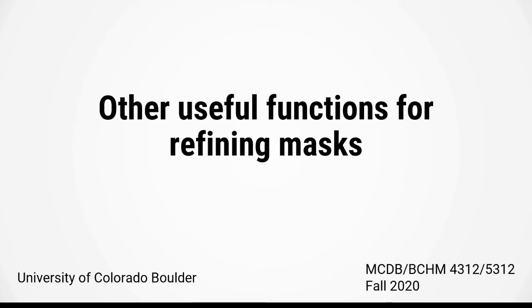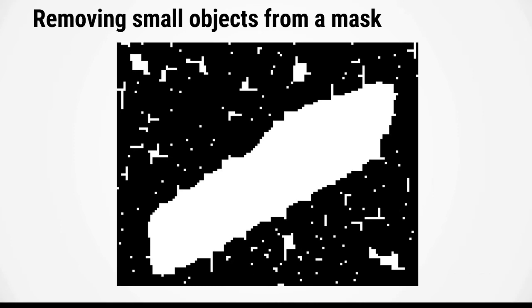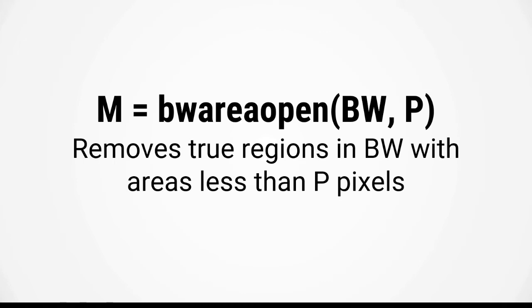So I wanted to introduce a couple of other functions that you might find useful when refining your masks. As I mentioned in the previous video, you can remove small objects such as noise from a mask by using morphological opening. However, you can also use the function bwareaopen. bwareaopen takes in two input arguments, bw, which is your mask, and the input argument p, and the function will remove true regions in your mask with areas less than p pixels.